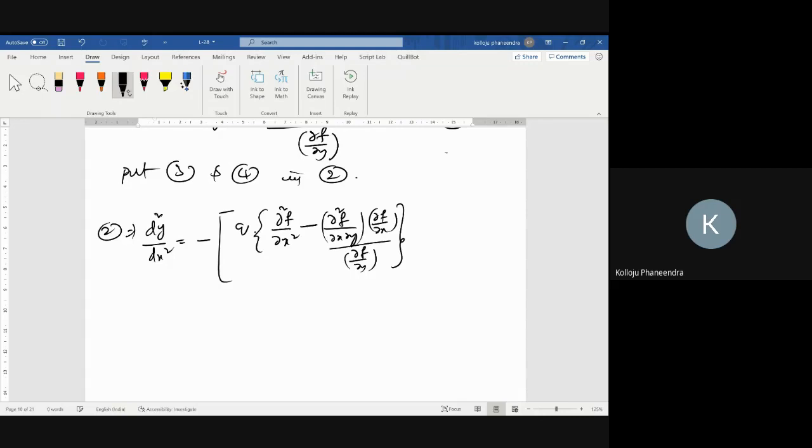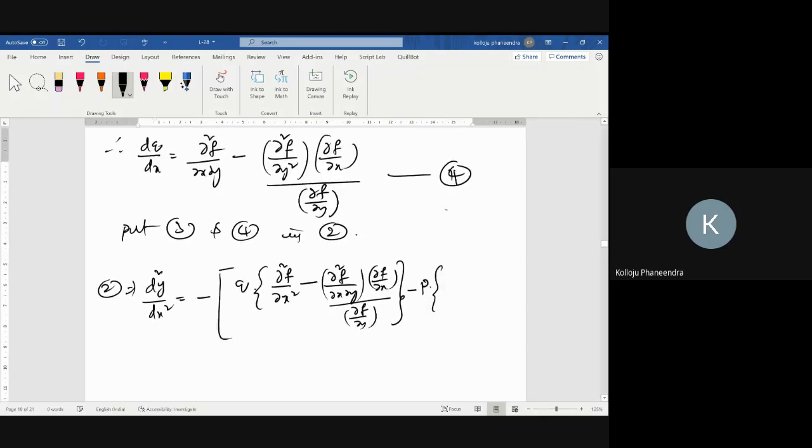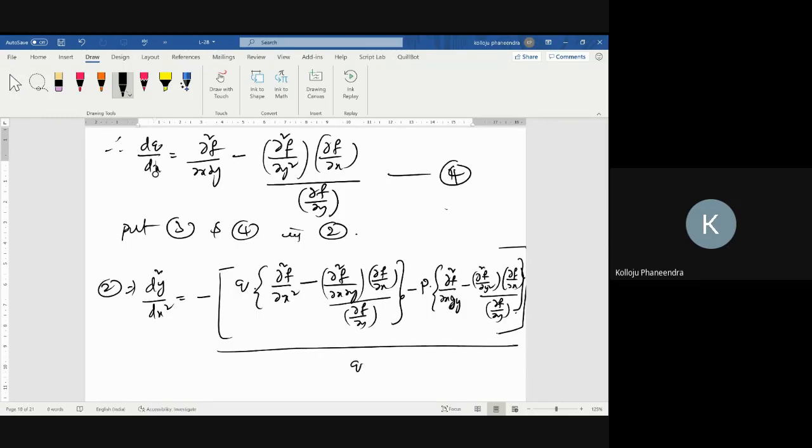This is next. Minus p into dq by dx. What is dq by dx? Exactly, it is here: ∂²f/∂x∂y minus ∂²f/∂y² multiplied by ∂f/∂x by ∂f/∂y. This flower bracket is closed, and the whole bracket is also closed, and this whole by q square. Now let me take LCM.